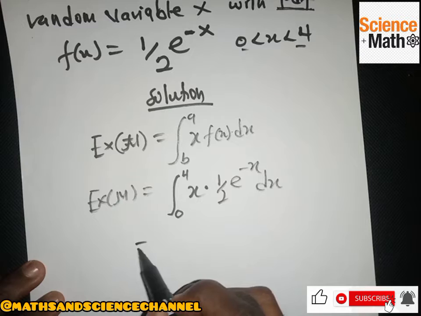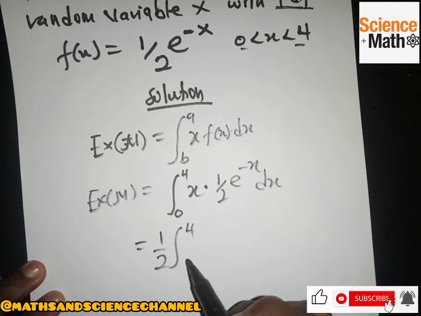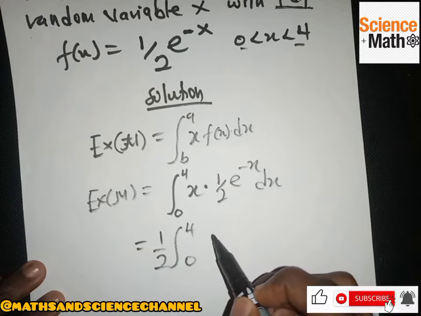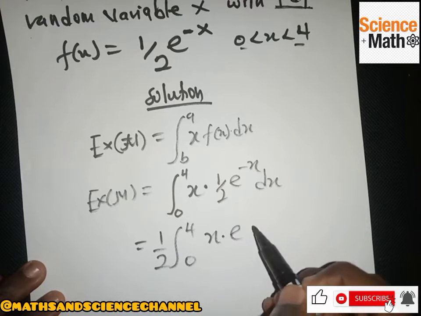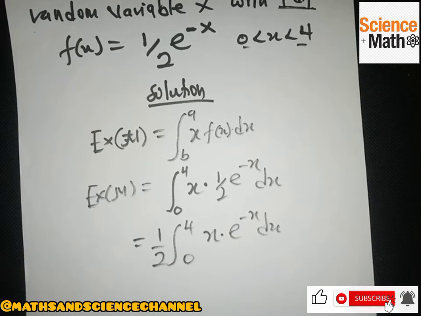So from here we just bring 1 over 2 out, and then we have the integral from 0 to 4 of x multiplied by e to the minus x dx. If you look at the integral we have over here, we have two factors in this case: x and also e to the minus x dx. So what we have to do is to use integration by parts in this case.